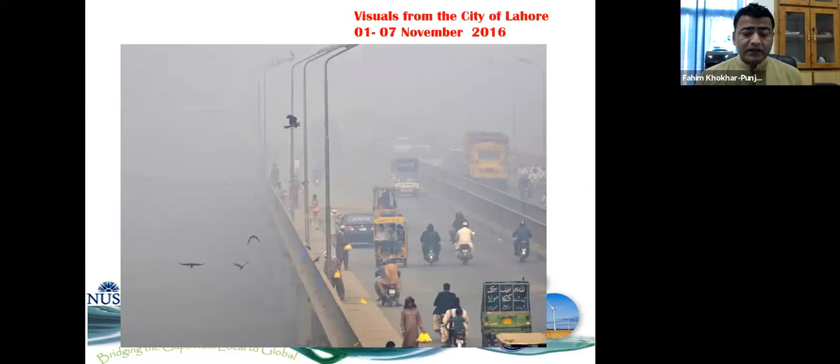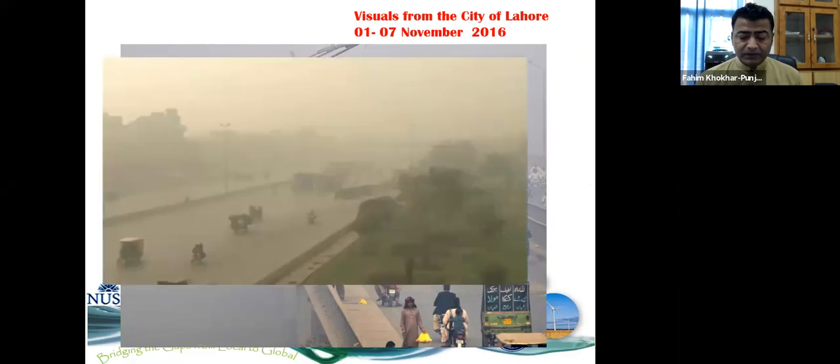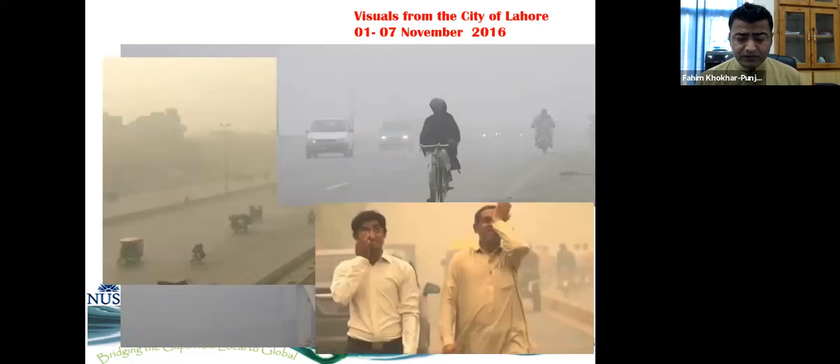These visuals were taken from the city of Lahore during the first 7 days of November 2016. This was the first time that the people of Pakistan realized that something unusual is happening. And this was, by the way, the daytime, noontime.